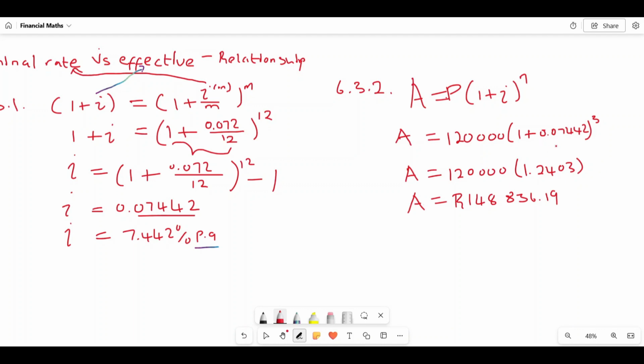If you do not get this answer, just check what you used here. If you used a rounded value, or you used all the value from the calculator, including all the decimals. So that's it. We are done with this question. So we move on to the next question.